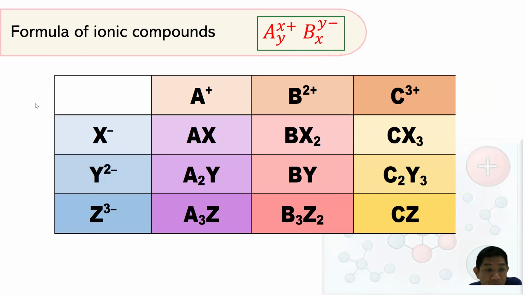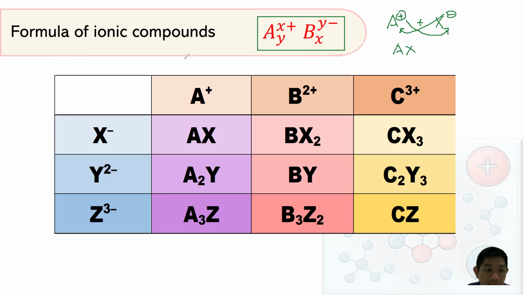So for example, let's say you have A+ and X-. Usually we don't write 1 for 1+ or 1 for 1-, we just put plus and minus. So since you have 1+, the charges sort of cross between here, and you have the formula AX.